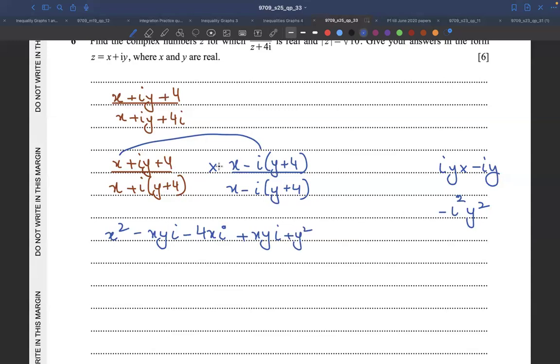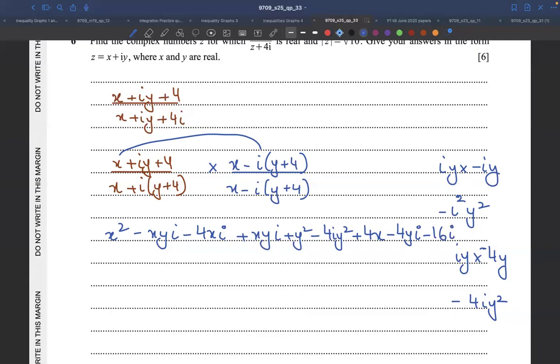And then we'll multiply iy by 4i. So iy will multiply by minus 4i, so this will become minus 4i y squared. Then 4 will multiply by x, so this will become 4x. And then 4 will multiply by iy, so 4yi. And then 4 will multiply by minus 4i, that will become minus 16i.